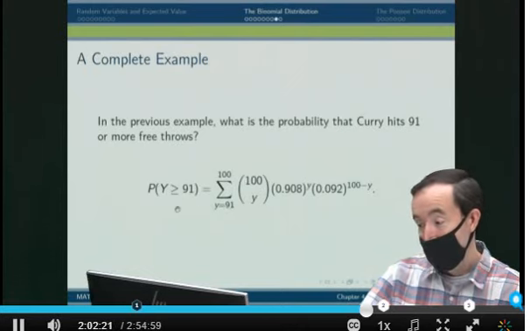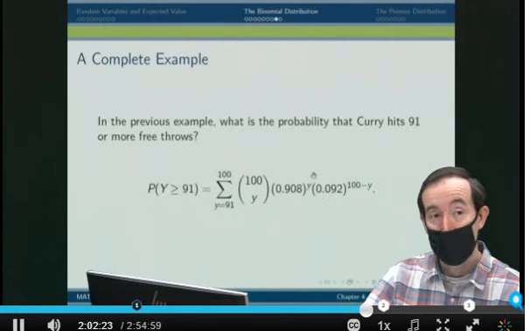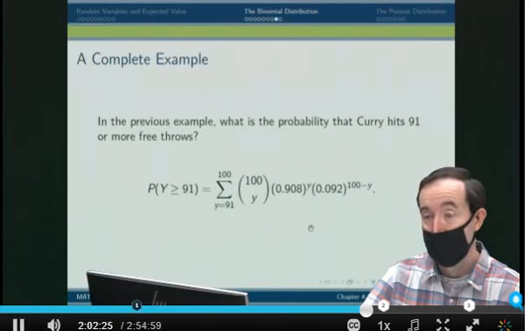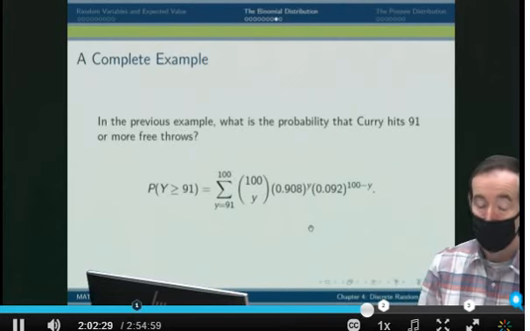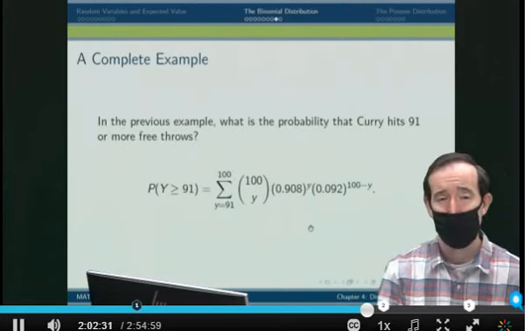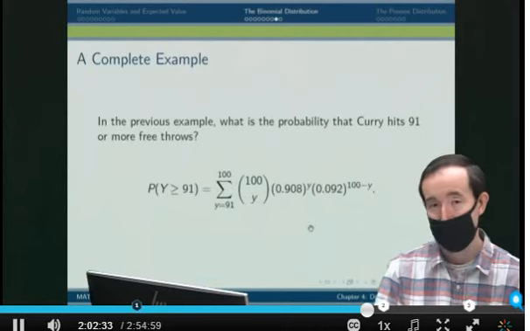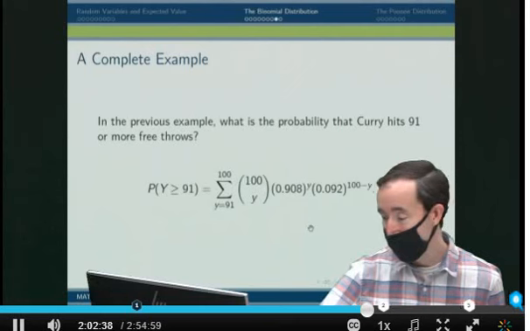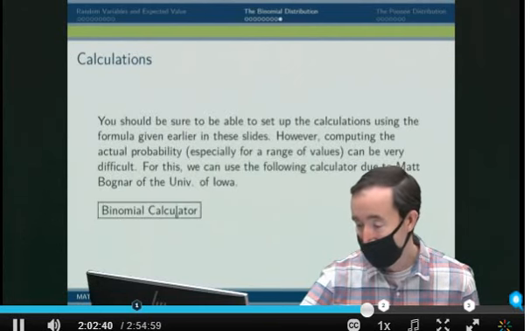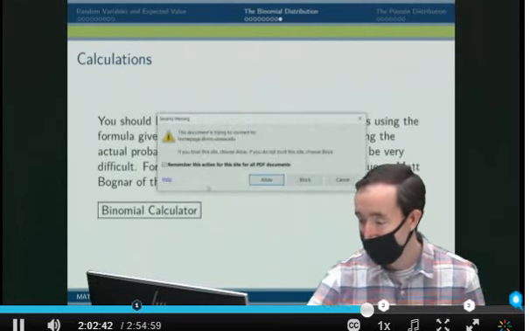Okay. And I don't know about you, but that looks like a lot of work to calculate. So this is where calculators will come in and help us out a lot. This is the first place where we're going to be using Professor Bognar's calculators, the professor at the University of Iowa. So I will show you how to use his calculator to calculate the same things.